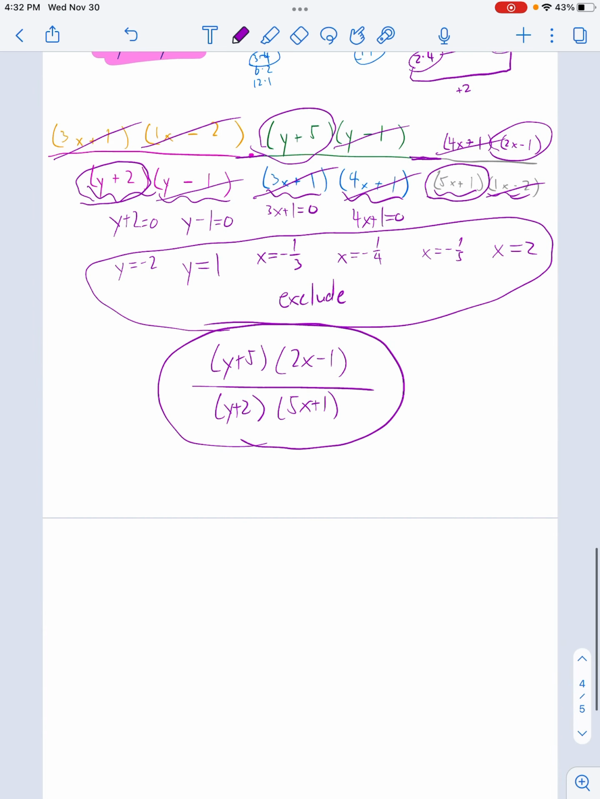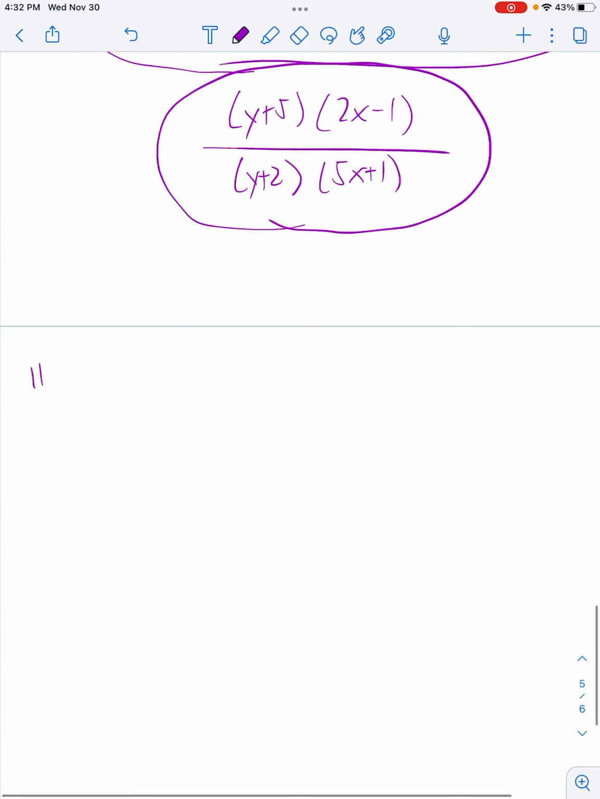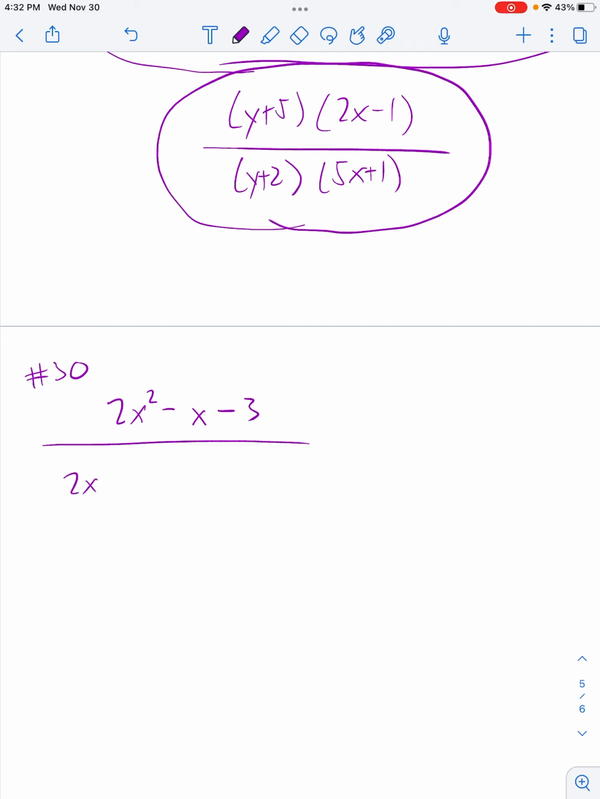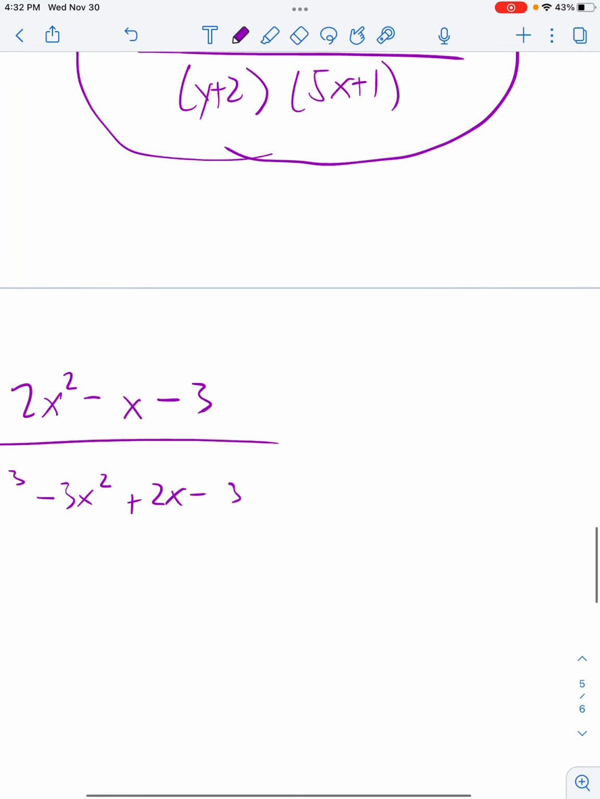Let's move on. The other problem requested was number 30. That was one of the other problems requested. So we'll do that real quick. Number 30, where's number 30? Here it is. So 2x squared, simplify this. 2x squared minus x minus 3 all over 2x cubed minus 3x squared plus 2x minus 3. Cool. All right, good stuff, okay?